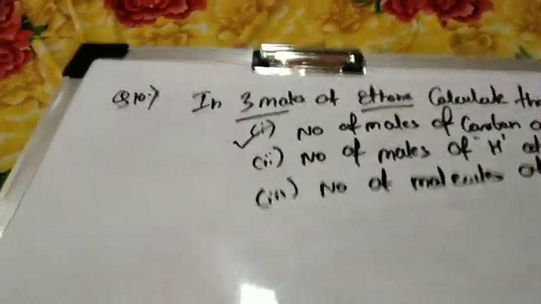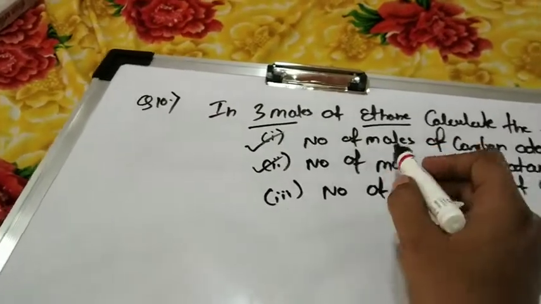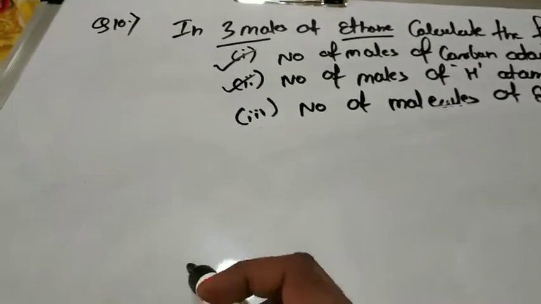Okay students, so we solved step number 1. Now let's go for step number 2. In step number 2, we need to calculate the number of moles of hydrogen atoms, right? So how are we going to solve this?